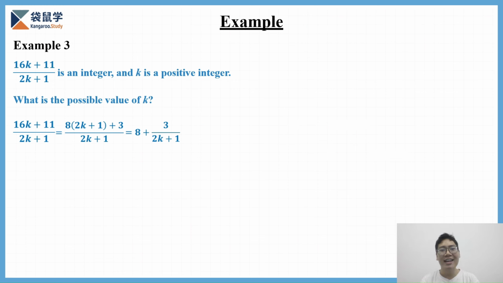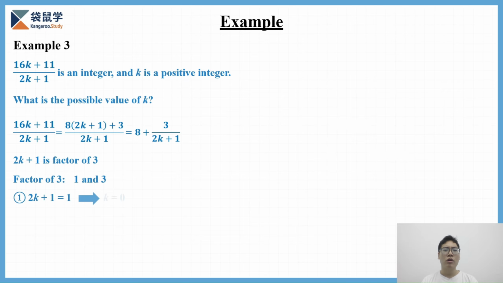Yes, it is also an integer. So now we also know that 2k plus 1 is a factor of 3. What would be the value of 2k plus 1? Yes, it is the factors of 3, which are 1 and 3. So among these two numbers, let's test one by one which of these applies to the criteria that k is a positive integer. Let's first check 1. So now we have 2k plus 1 equals 1. What would be the value of k in this case? Yes, it will be 0. But is 0 a positive integer? No.